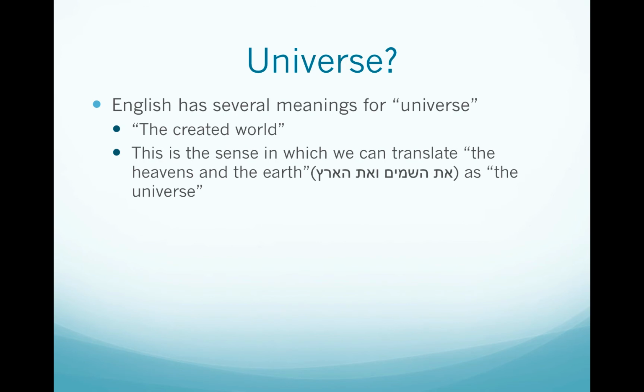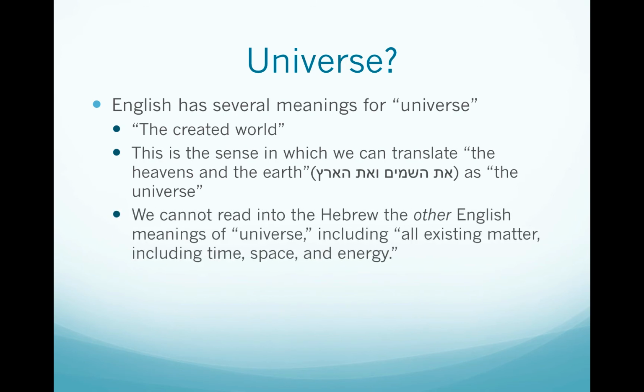In that sense, it's the universe. But you cannot then go to the other English meanings of the word universe, including things like all existing matter, including time, space, and energy, and somehow read all of that meaning, that scientific meaning, back into the phrase the heavens and the earth. It just doesn't work, right? This is an interpretive fallacy.